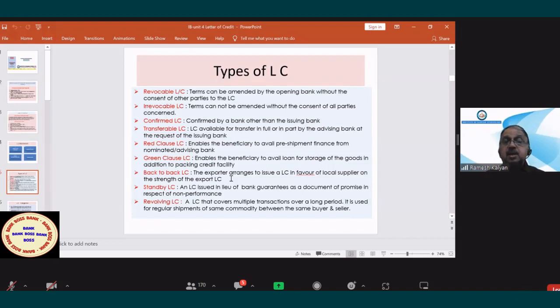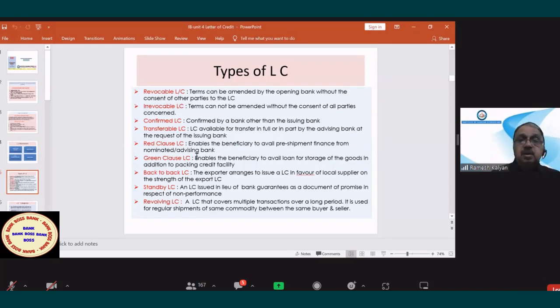So I will open another LC based on this LC, a back-to-back LC. On the back of this LC, I will open a new one. So I will become the applicant, and the new party will become the beneficiary. He will not know the details of the original LC. He will supply the goods to me, and I will send these goods to the party. That is back-to-back LC.